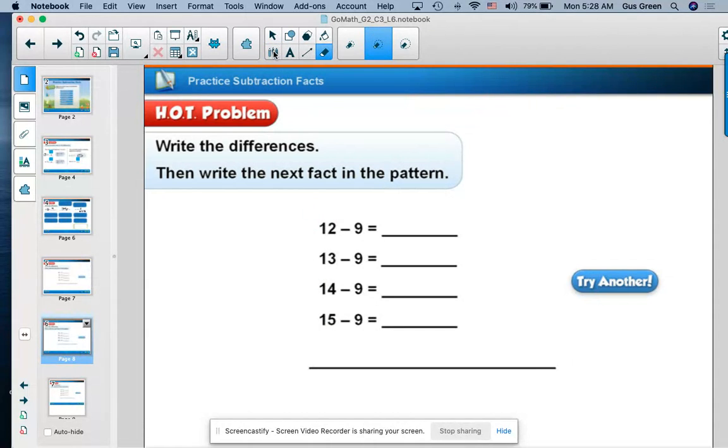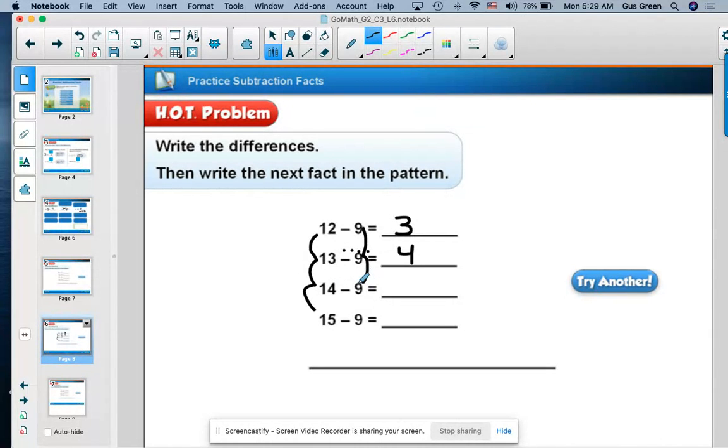All right, so let's think about this first one. I'll use my fact family for the first one. 12 minus 9 equals what? Well, 9 plus what equals 12, and I know that's 3. And then for this one, let's count up from 9 to 13. So I put 9 in my head: 10, 11, 12, 13. 4. And I want to start to look at this pattern. This number goes up 1 each time. This number stays the same each time.